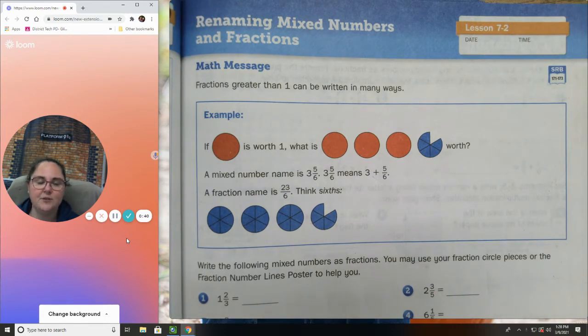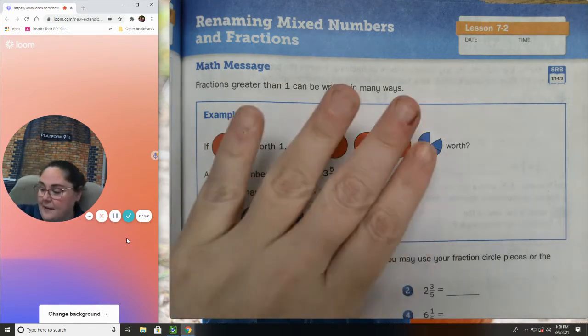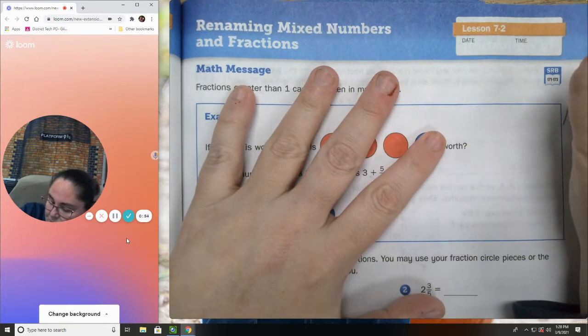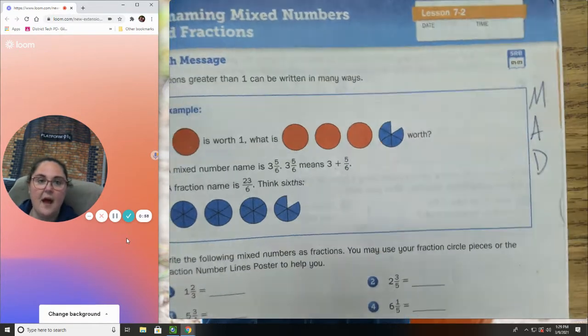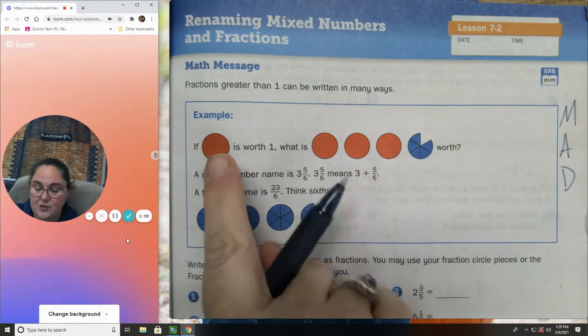So what we are going to do today, a lot of it, is take that mixed number and make it into an improper fraction. This goes back to a lesson that we did earlier in the year where we used a little strategy that I call MAD. That is one way that you can do this problem. Another way is you can draw a picture.